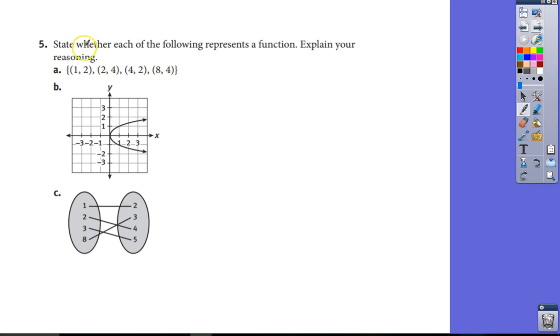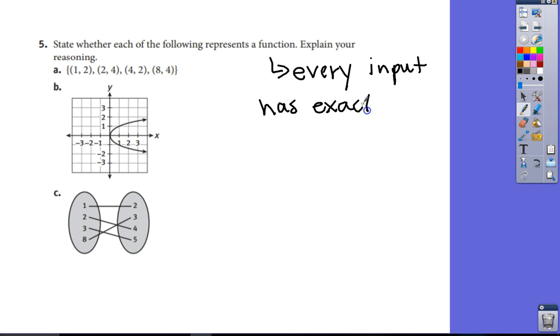All right? So state whether each of the following represents a function. So we need to remember that a function means every input has exactly one output. Okay, and if we remember, our inputs are our x's and our outputs are our y's. So we're looking at our inputs here and we're seeing if we repeat. We've got 1, 2, 4, and 8. So we have no repeats, so we can say this is a function.